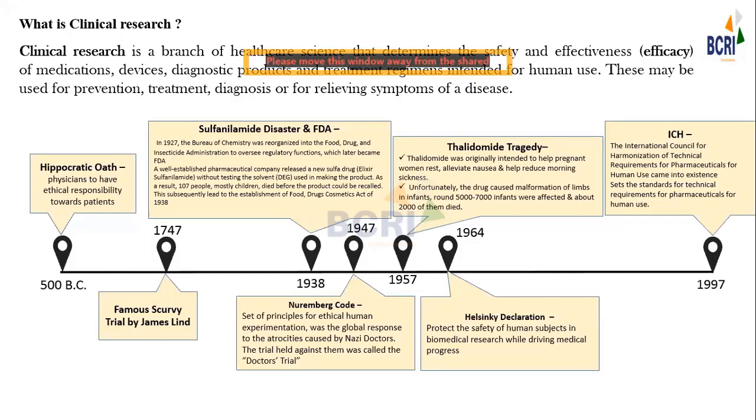Whenever a particular device comes in that is intended for human use, that has to undergo a rigorous process of research. That defines the clinical research industry. Now all these products, medications, devices, diagnostic products, treatment regimens, are basically used for two major things. One is treatment, and another one is prevention or cure.